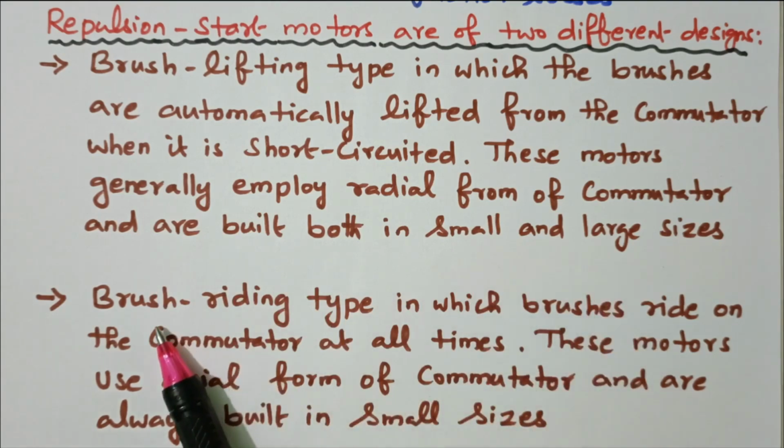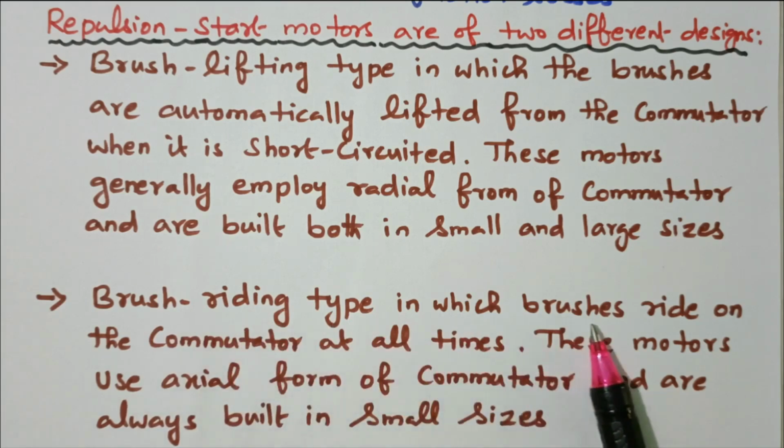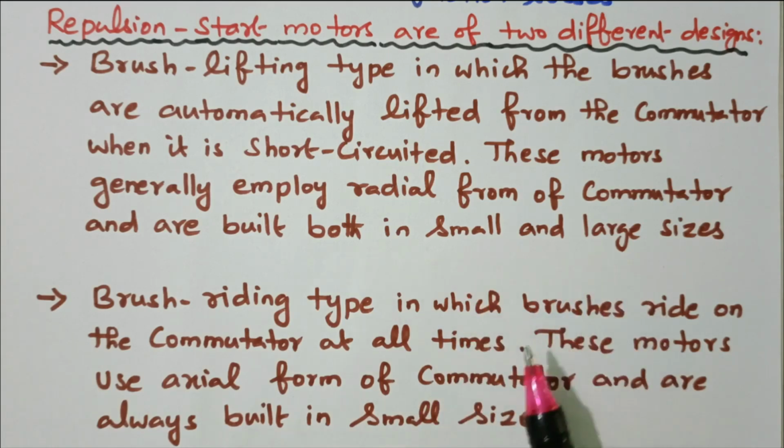Next one, brush riding type, in which brushes ride on the commutator all the time. Here it is lifted, here it is riding. The entire process it is available with the commutator. These motors use an axial form of commutator and are always built in smaller sizes. Here the brushes are always riding with the commutator. This is the axial form, that was the radial form, and it is used for small sizes.